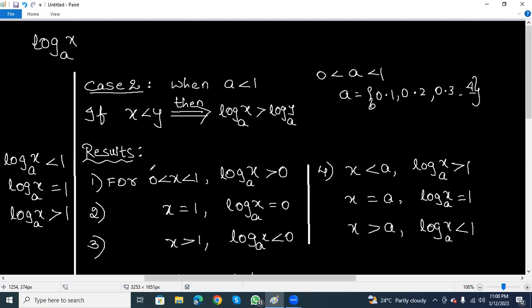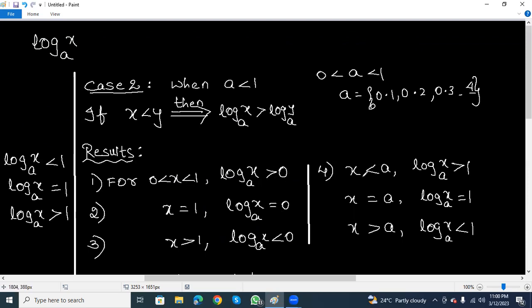Here also we have 6 results. If x is less than 1, log x is greater than 0. If x is equal to 1, log x is equal to 0. If x is greater than 1, log x is less than 0. If x is less, the result is greater.